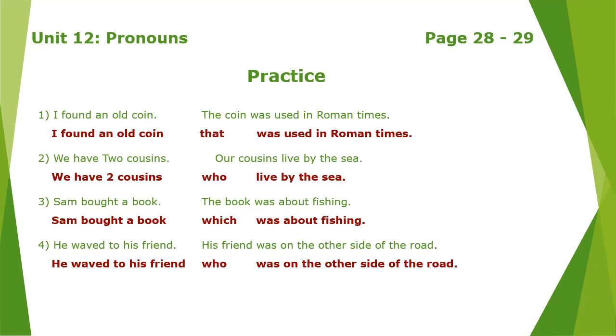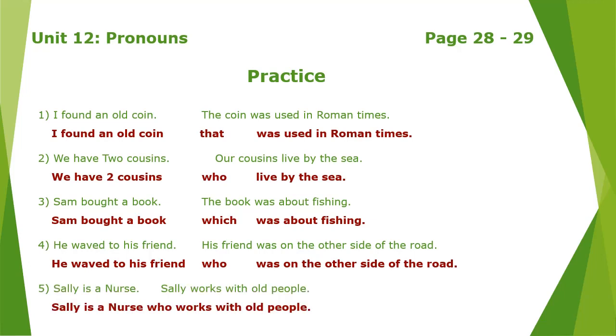And then I'll start the second sentence from was. No, his friend again, because we already said his friend in the first sentence. So I will start from was. Was on the other side of the road. So the full sentence is, he waved to his friend who was on the other side of the road.